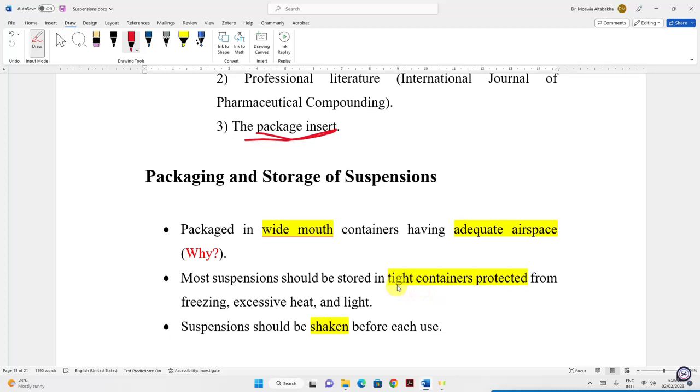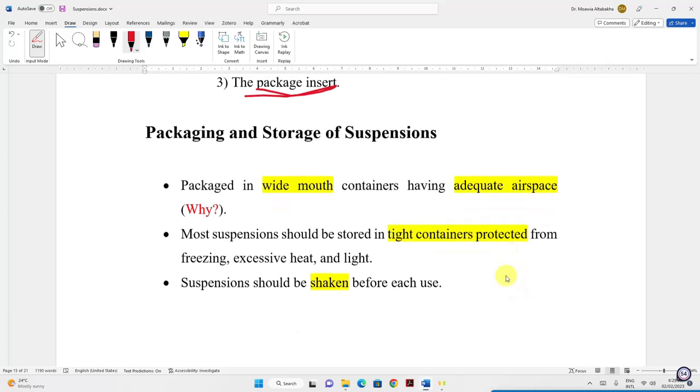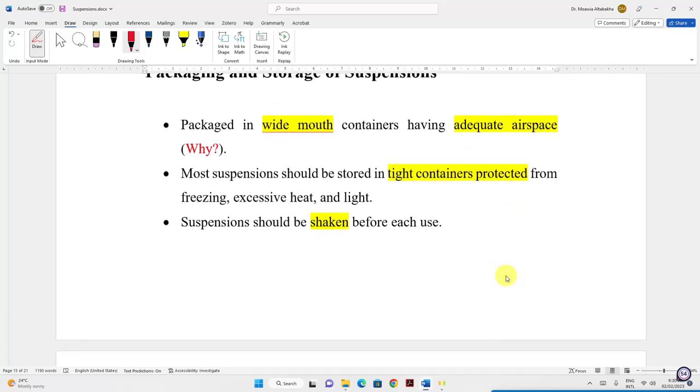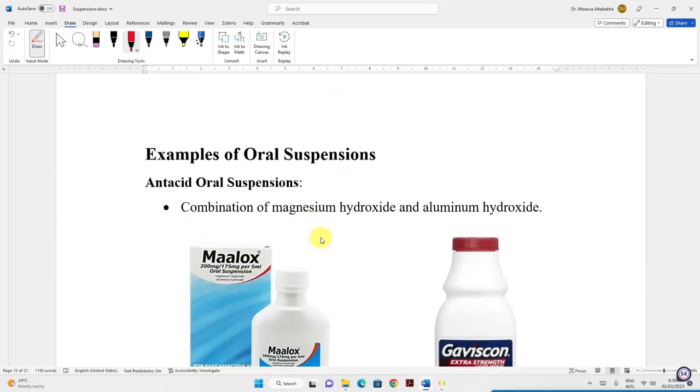Most suspensions should be stored in tight containers protected from excessive temperatures, such as excessive heat and freezing, and also protected from light. Don't forget, as I said, that suspensions should be shaken well before they are used.